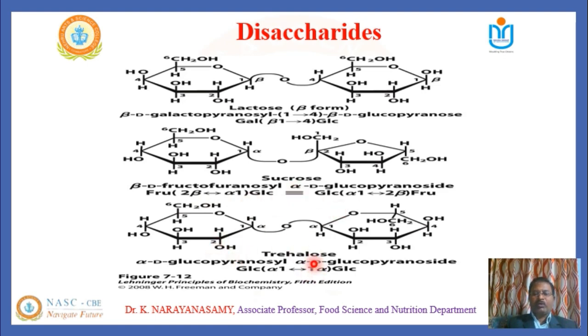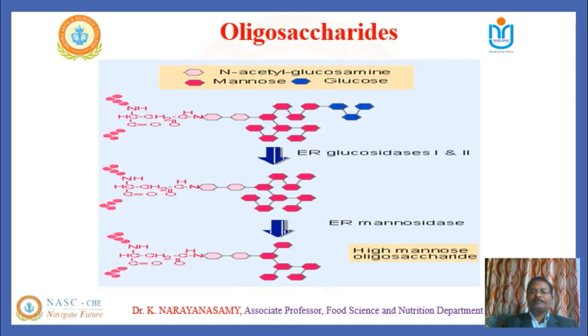This is the beta 2 to alpha 1 linkage. And this is trehalose. This is between two sugar units. One is alpha D glucopyranosyl and the other sugar unit is alpha D glucopyranoside. Here the linkage is an alpha 1,1 linkage. These three are different types of disaccharides.